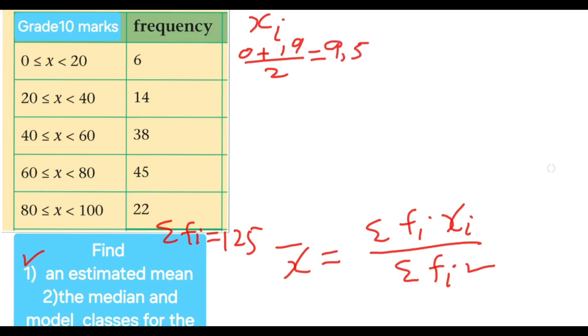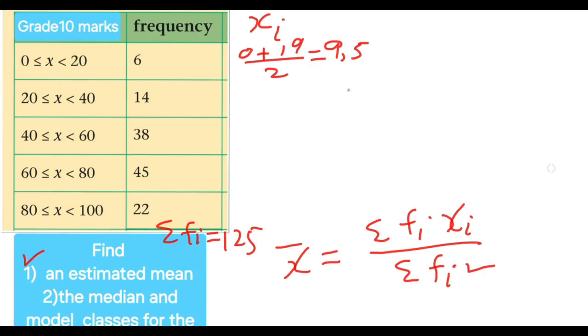If it was continuous data, then we would say 0 plus 20 divided by 2. The answer would be 10. But this is not continuous data. This is discrete data. That's why we have to use the table according to this method. So I need to show you something more important here.